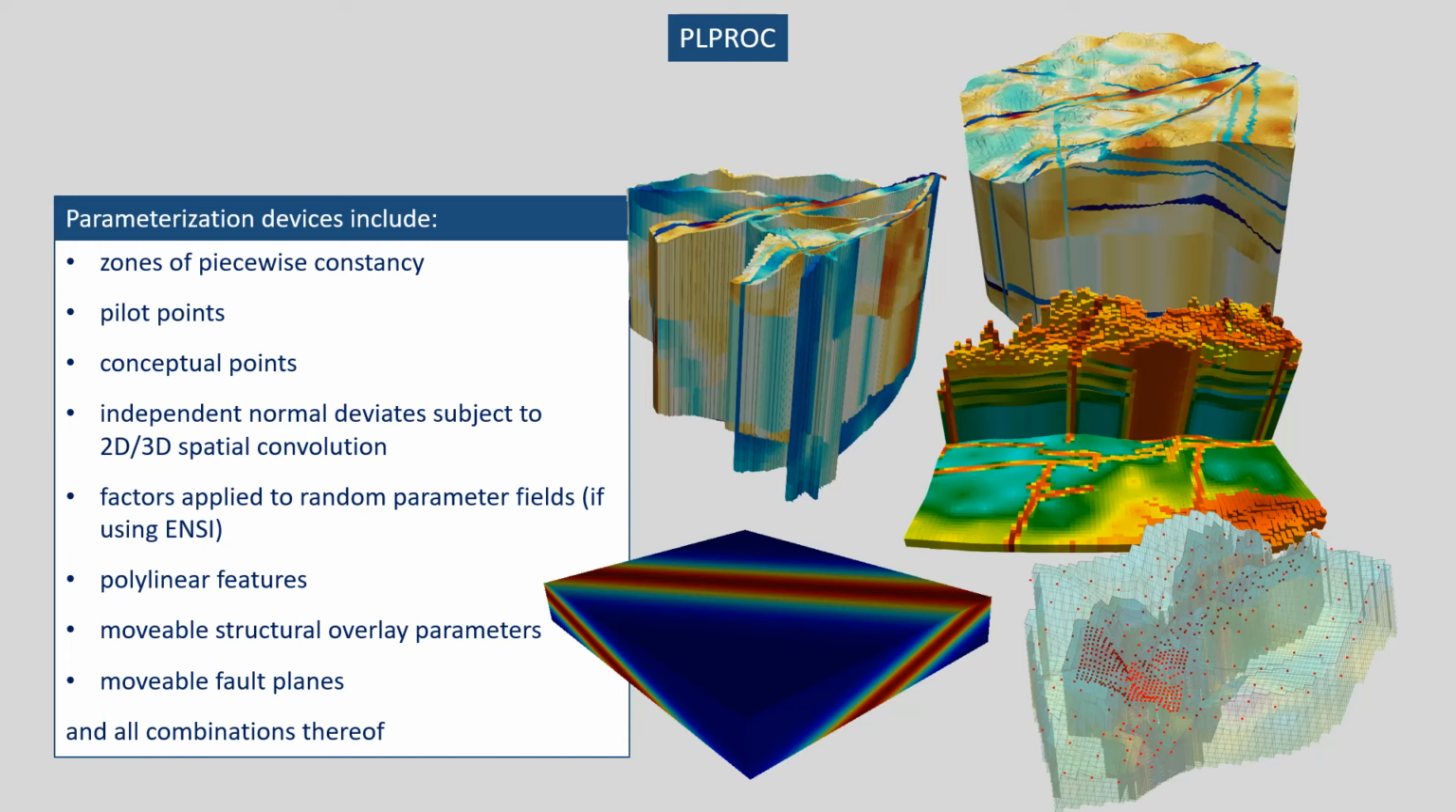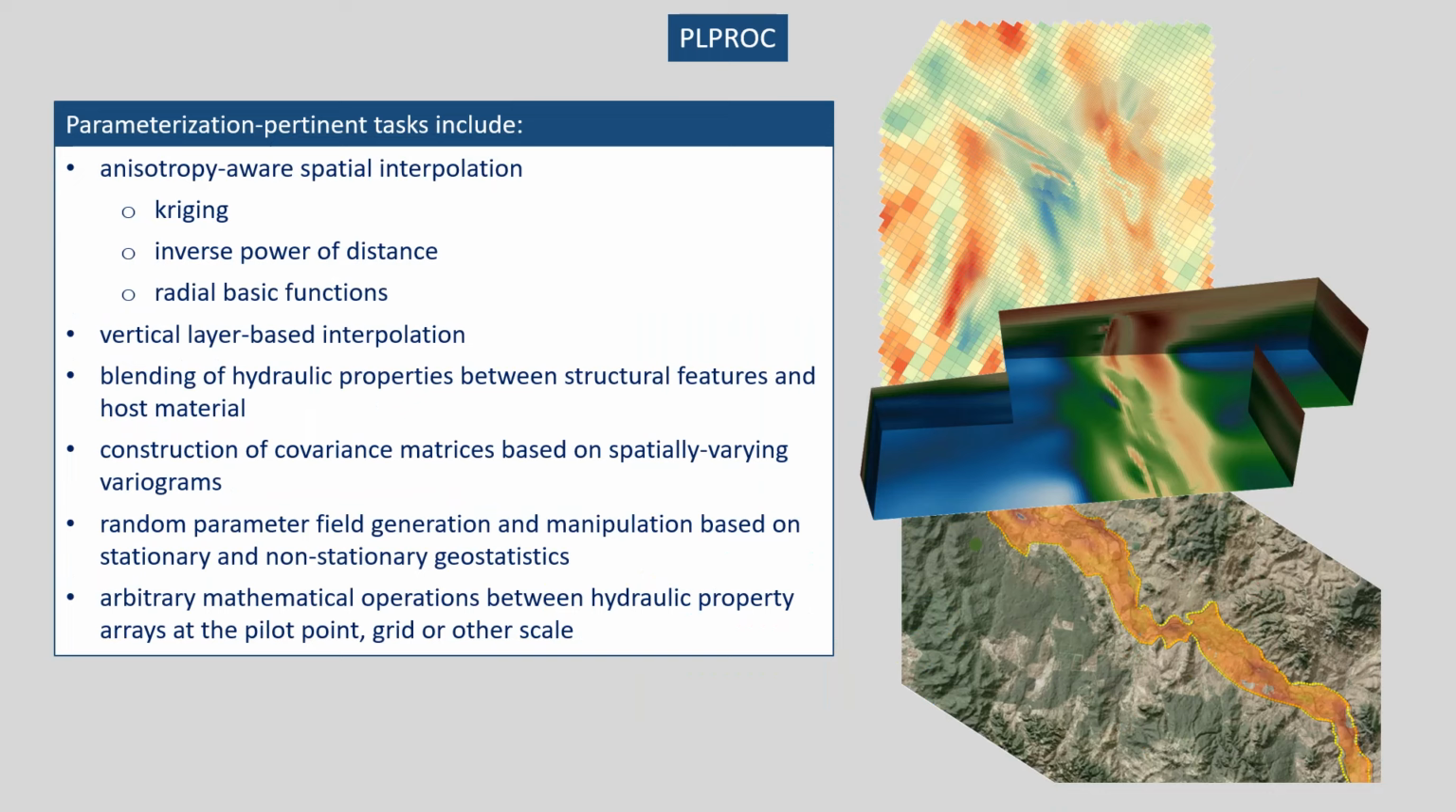Parameterization devices that it supports are listed here. So, zones of piecewise constancy, pilot points, conceptual points, independent normal deviate subject to 2 and 3D spatial convolution, factors applied to random parameter fields if we're using ENSI for inversion, polylinear features, movable structural overlay parameters, movable fault planes, and all combinations thereof. Now, the supporting of all those parameterization devices requires some fairly complex numerical operations.